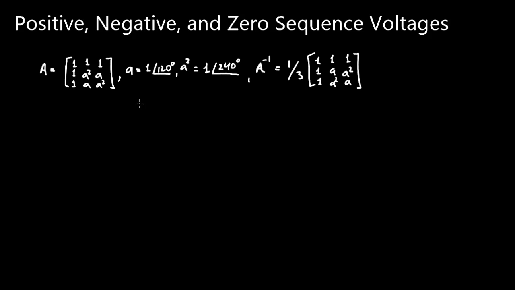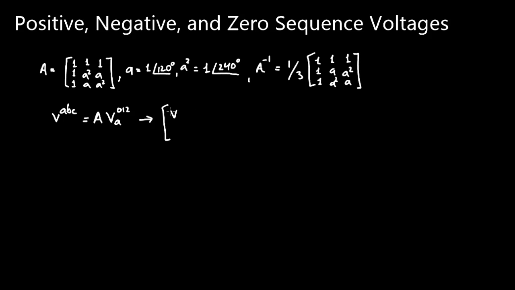And so just like for the currents, we can say that the phase voltages, which I'm going to call the vector VABC, is equal to the A matrix times the sequence components. So I want to say that that's equal to A times VA012 for the sequence components. So in other words, what this means is the following.